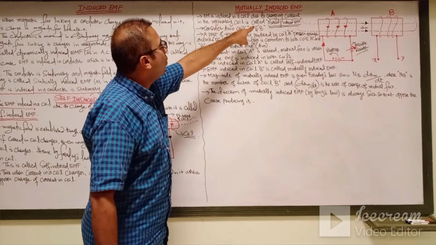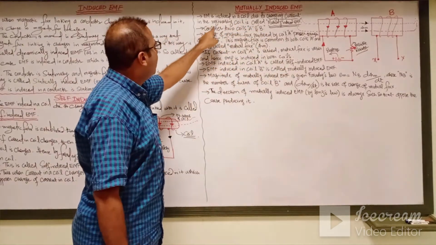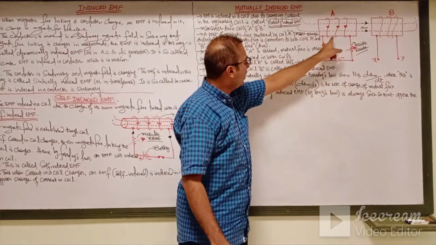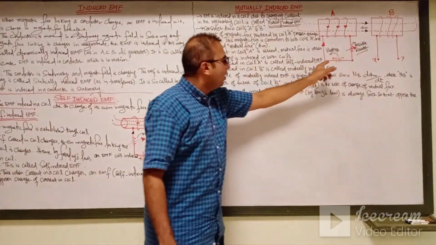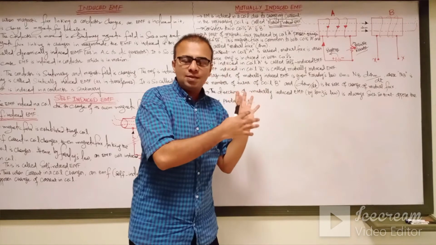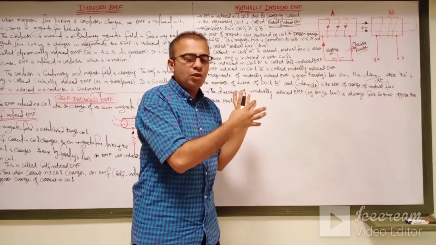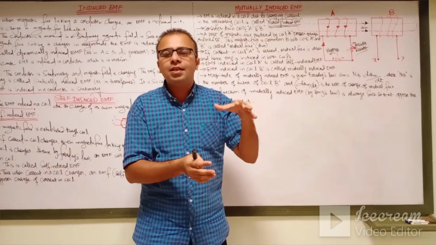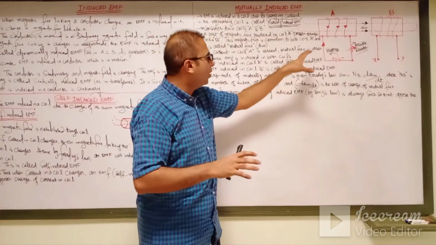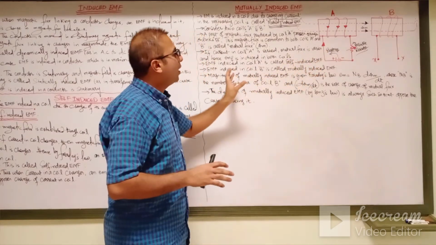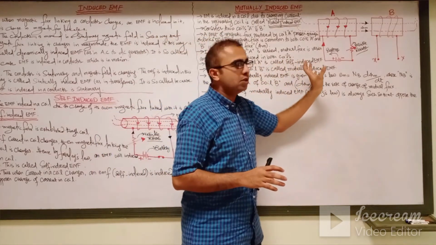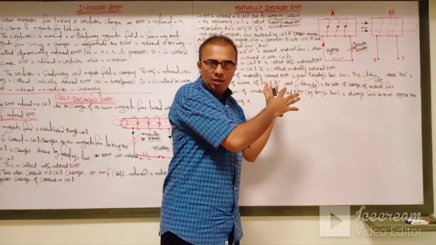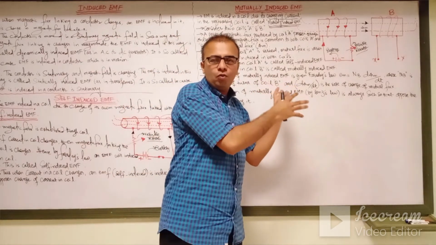Okay, so let's discuss the description of mutually induced EMF. EMF induced in a coil due to changing current in the neighboring coil is called mutually induced EMF. For example, here are two coils, A and B. Coil A is connected with the supply side, so the voltage source is connected to coil A. If you increase or decrease the voltage in coil A, obviously the EMF induced in coil B will increase or decrease as the magnitude in coil A changes.